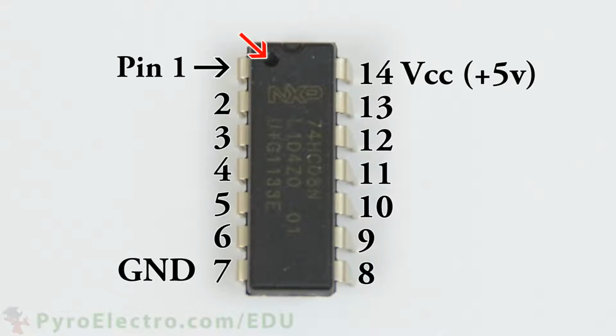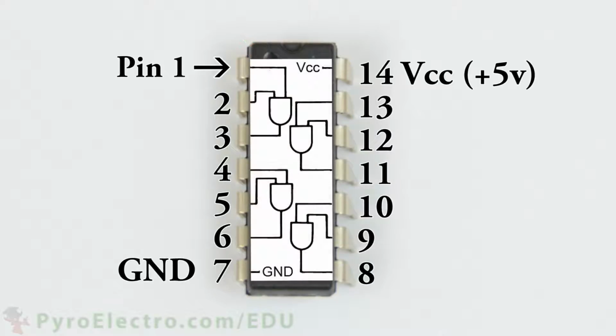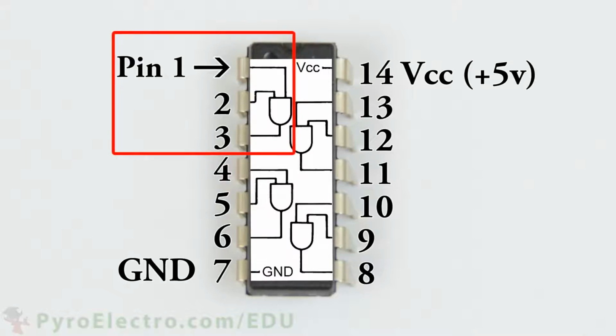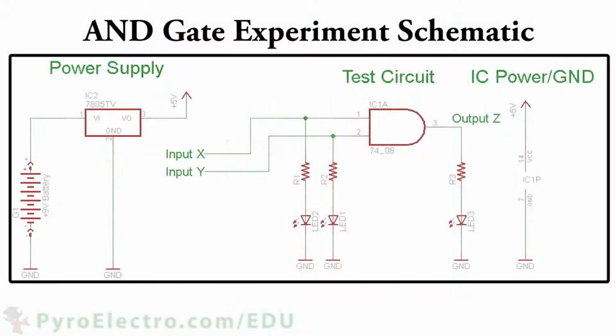The 74HC08 IC has 4 AND gates inside of it, with each of the inputs and outputs connecting to different pins on the IC. We'll only need one AND gate for this experiment, so we'll only be using pins 1, 2, and 3. Here's the schematic of the circuit. We'll build this circuit to test out the AND gate, and if you look closely, you can see the inputs to that AND gate are pins 1 and 2, and the output is pin 3.